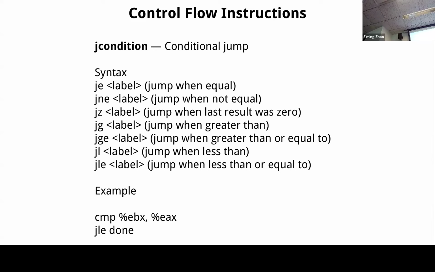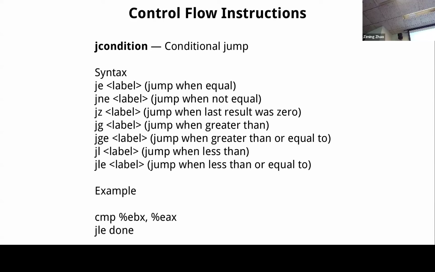So let's say JE, E here means equal. NE means not equal. Before this instruction, there must be a comparison somewhere. The CPU is comparing two numbers. If they are the same, we are going to take this jump. Otherwise, we do not take the jump. Not taking the jump means we're going to execute the next instruction after JE.